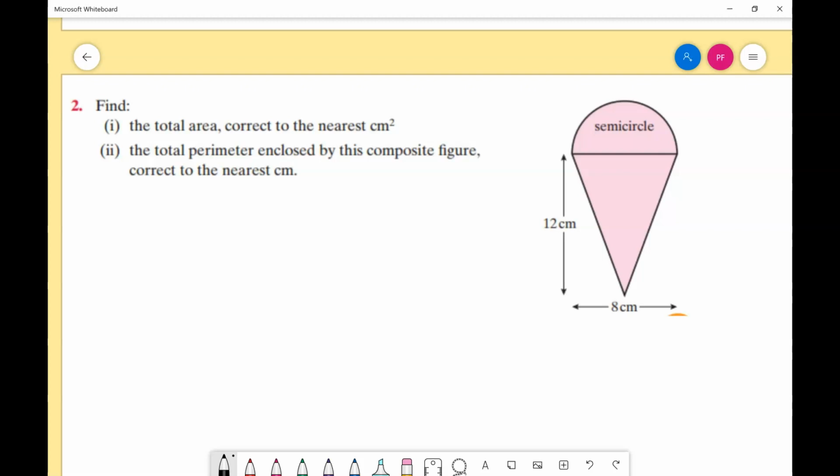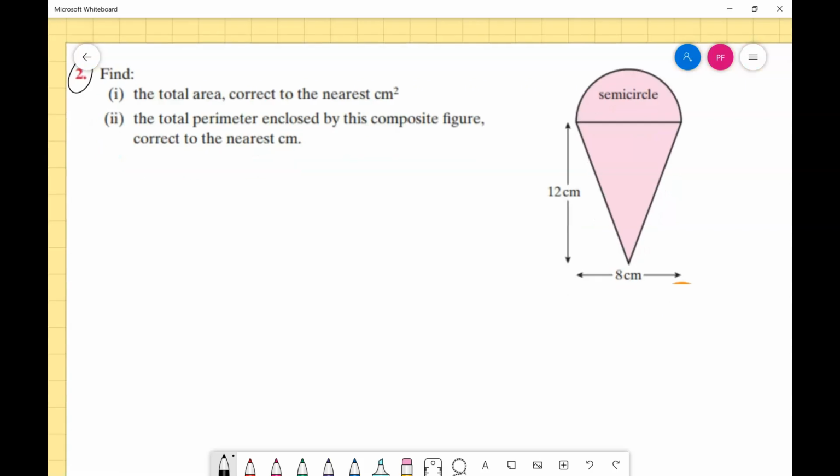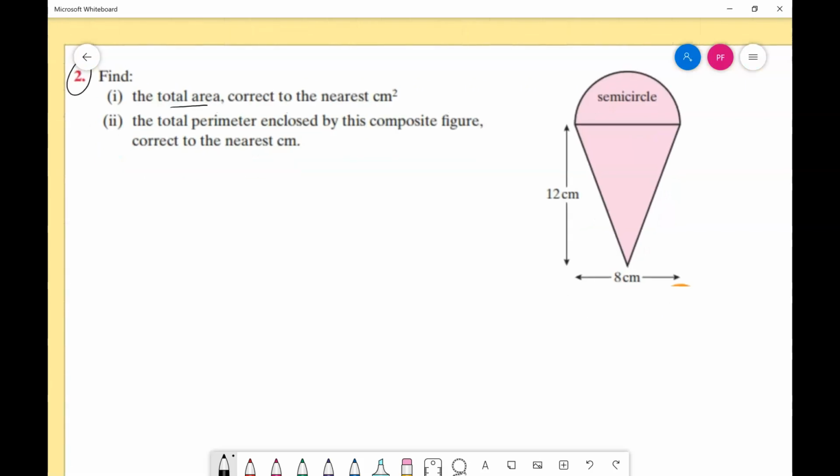Okay, so question 2. This is the area and volume, the second section, 6.2, and we're going to work on the even questions today. First thing is I've got to find the total area correct to the nearest centimeters squared of this.